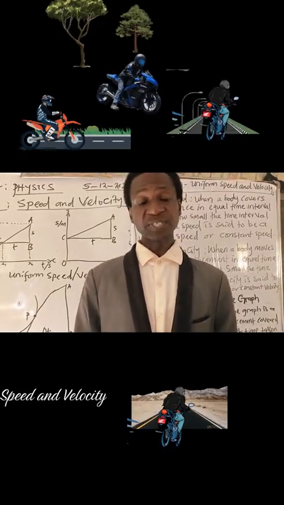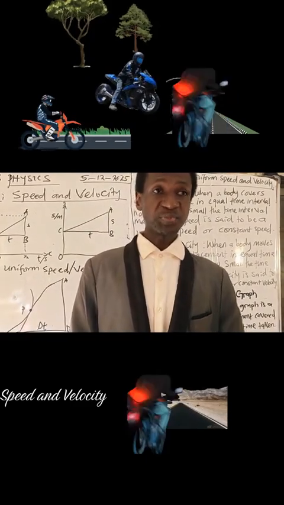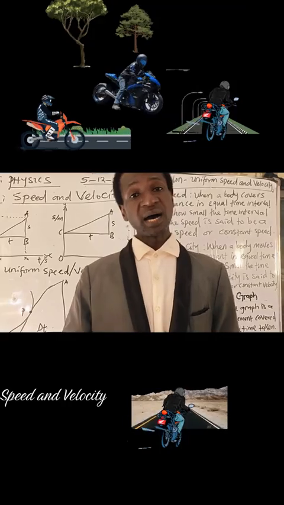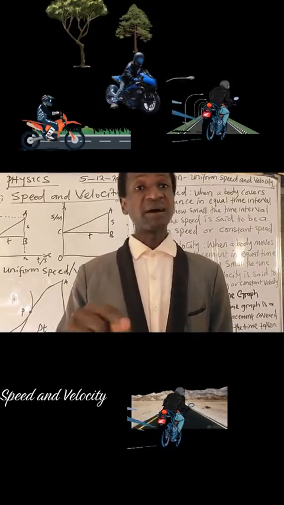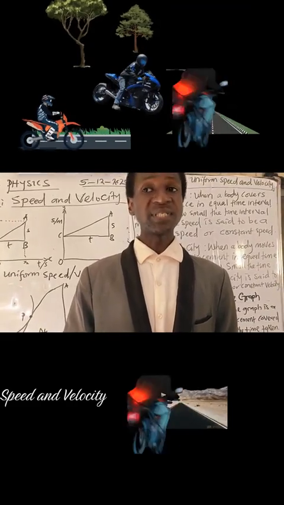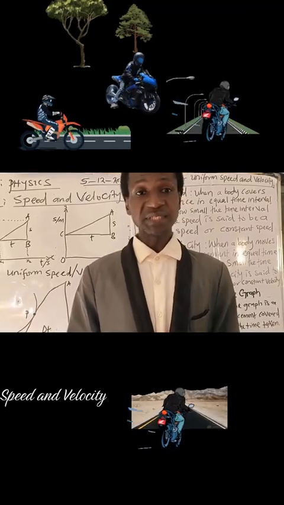And that is the difference between speed and velocity. The difference is that speed doesn't have direction, while velocity has direction. So that is the difference. They have the same units.